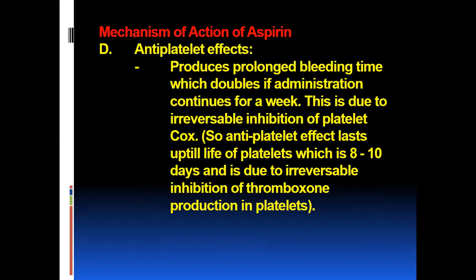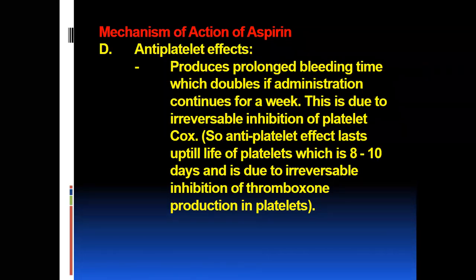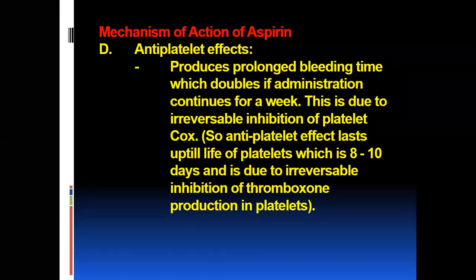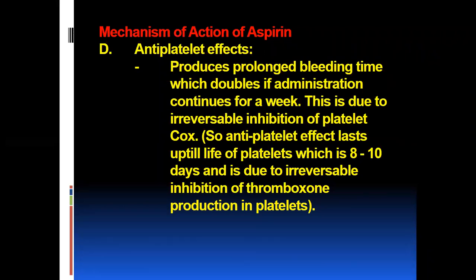Now, the fourth action is antiplatelet action. Aspirin produces prolonged bleeding time, which doubles if administration continues for a week. This is due to irreversible inhibition of platelet function. So the antiplatelet effect lasts up to the life of platelets, which is 8 to 10 days, and is due to irreversible inhibition of thromboxane production in platelets. So the antiplatelet effect of aspirin lasts as long as the life of the platelets, that is 8 to 10 days.